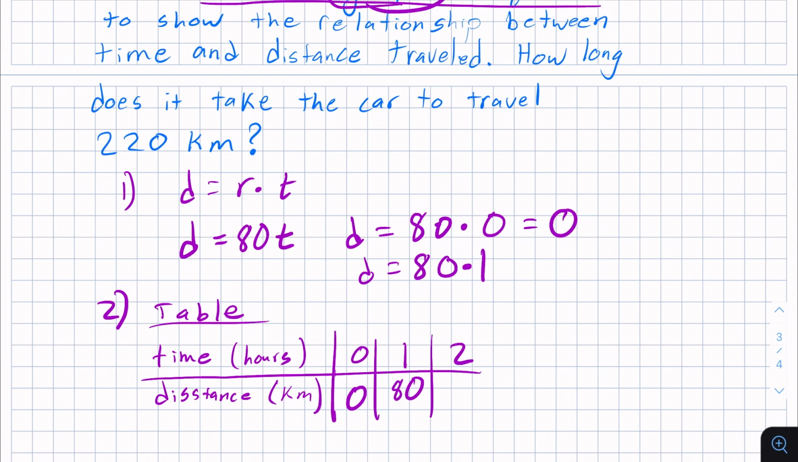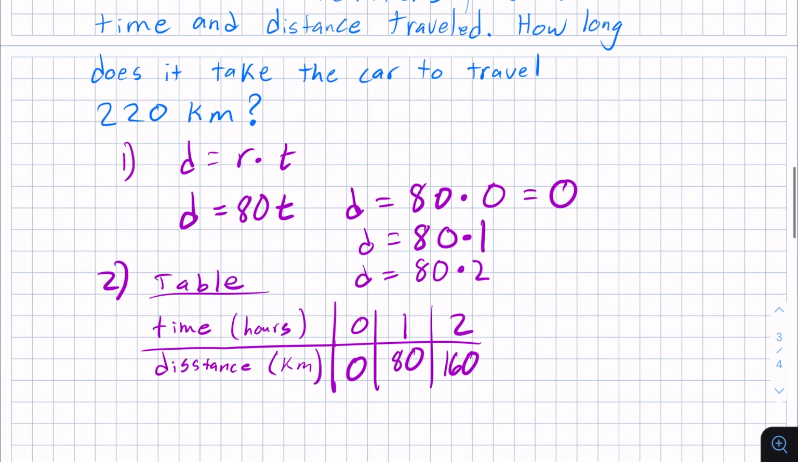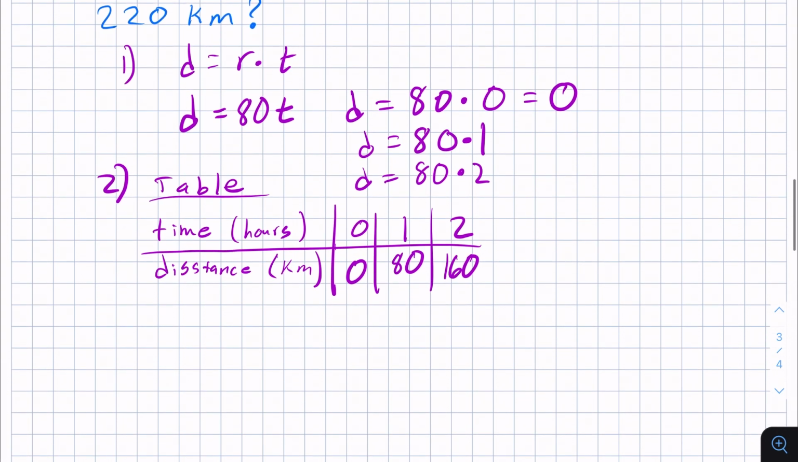Anyway, so then for 2 hours, how far does the car drive? So the distance is going to be equal to my speed, 80, times 2 for the number of hours, and that's going to give me 160 kilometers that the car has traveled in 2 hours. So now I use the formula, I use the equation to come up with my time and my distance.